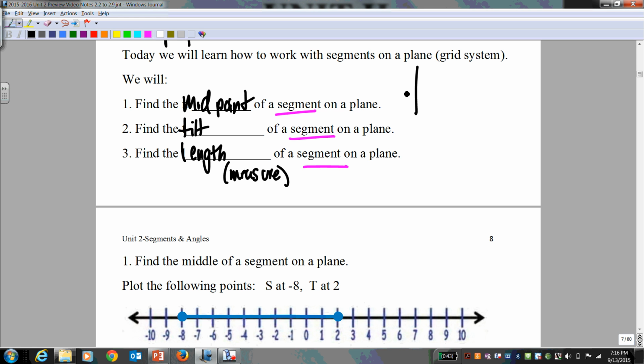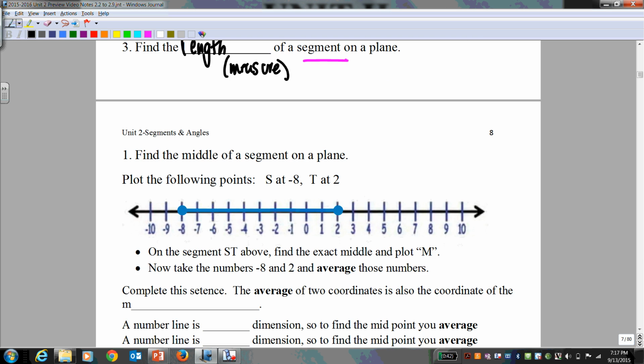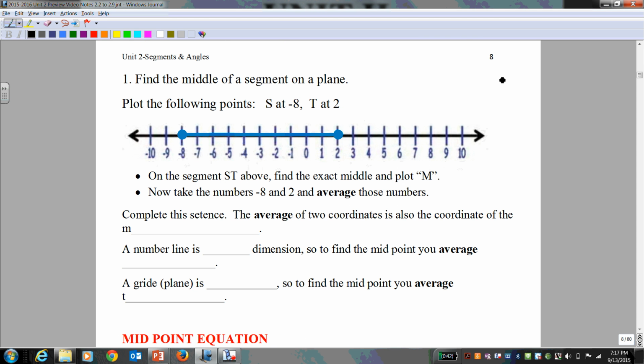And when we say plane, think a two-dimensional XY graph. Technically, that is a plane. Let's start with something really simple here. We have S at -8, and we have T at +2. I'd like you to find the exact middle.